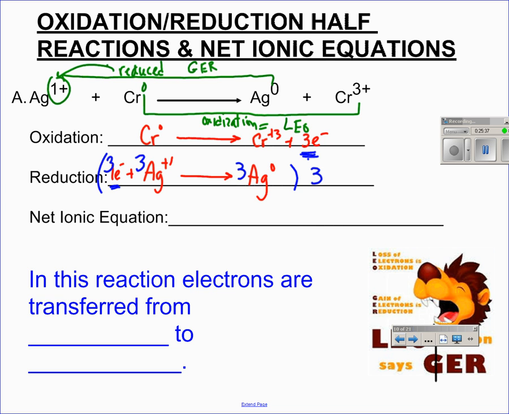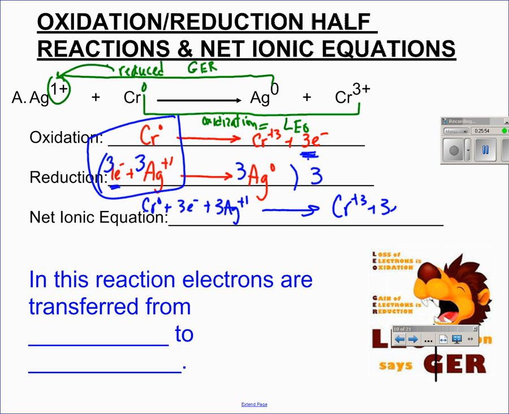Then, to write the net ionic, all I do is take all the reactants and put them on the reactant side. So I do Cr0 plus 3 electrons plus 3 Ag+1, and all the products and put it on the product side: Cr+3 plus 3 electrons plus 3 Ag0. And then I cross out the electrons because they're the same on both sides.